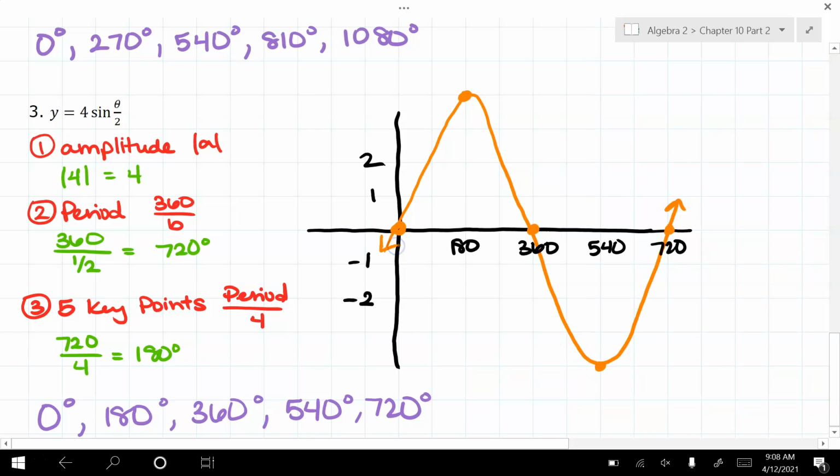Okay, and then draw those in. And I would make sure that you are drawing arrows on either side of the graph because it is going to continue to go forever. Okay, just like any other line would, sine functions continue to move forever as well.